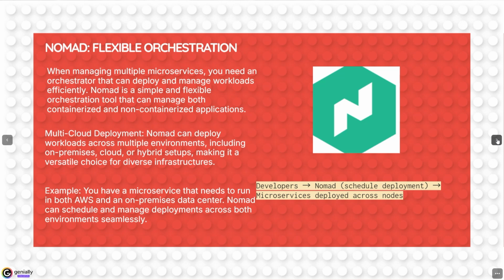Next one is multi-cloud deployment. Nomad can deploy workloads across multiple environments, including on-premises, cloud, or hybrid setups, making it a versatile choice for diverse infrastructures. We have an example here. You have a microservice that needs to run in both AWS and an on-premises data center. Nomad can schedule and manage deployments across both environments seamlessly.